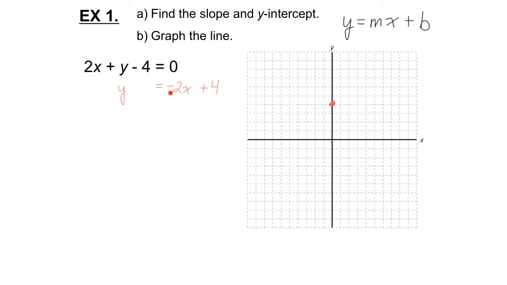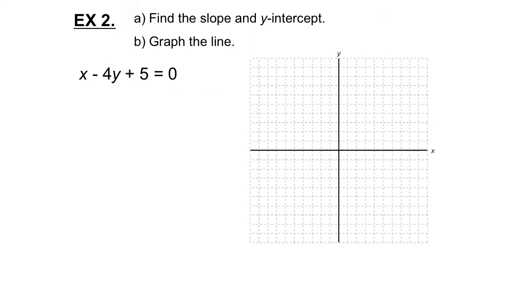Remember, rise over run, we're going down 2 over 1. So from the y-intercept, down 2 over 1. Down 2 over 1. Keep doing that on either side, and then you can draw a line through your points, and there's your graph. We're going to do the same thing in the second example.